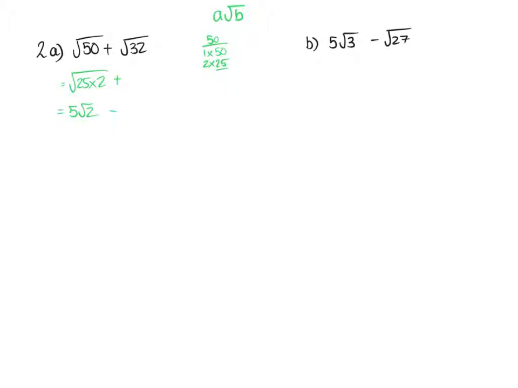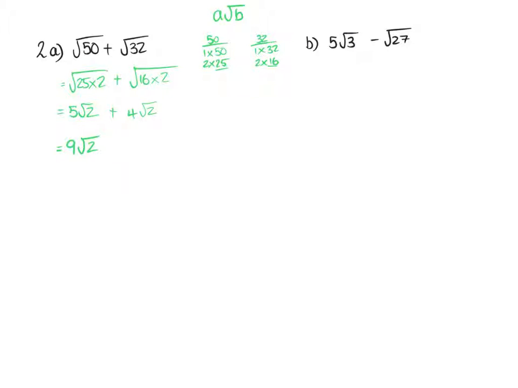And we look at our 32 next. So the 32, we have 1 times 32, and we have 2 times 16. So 16 is our square number. So we have 16 times 2. So we have 4 root 2. So then we've got 5 root 2, add another 4 root 2. So we have 9 root 2's.